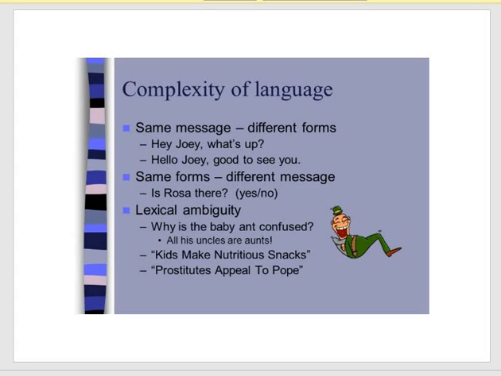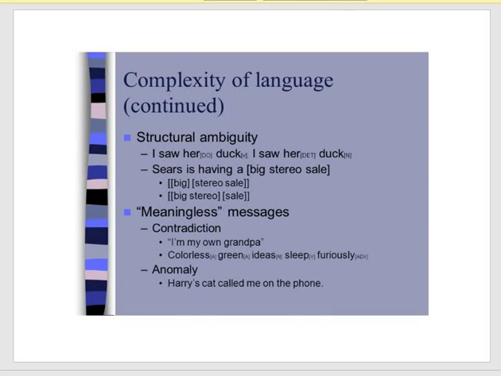And lexical ambiguity. Why is the baby aunt confused? All his uncles are aunts. Kids make nutritious snacks. Prostitutes appeal to pop. There is a different complexity of language. There are different meanings in the same form, and lexical ambiguity as well. So you will examine it on your own. Further, this slide continues with ambiguity.